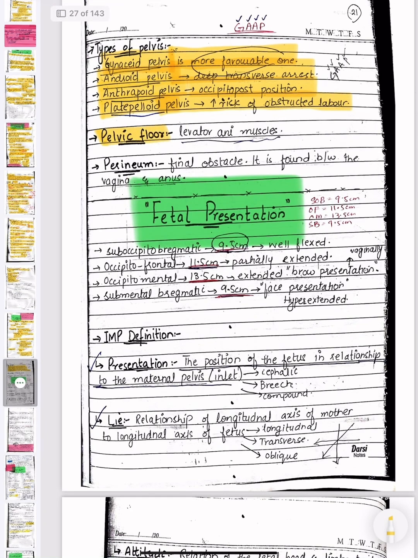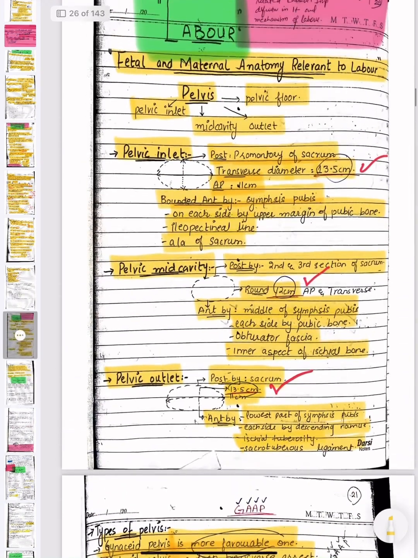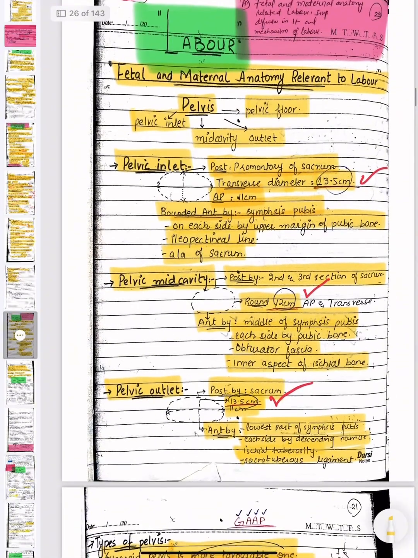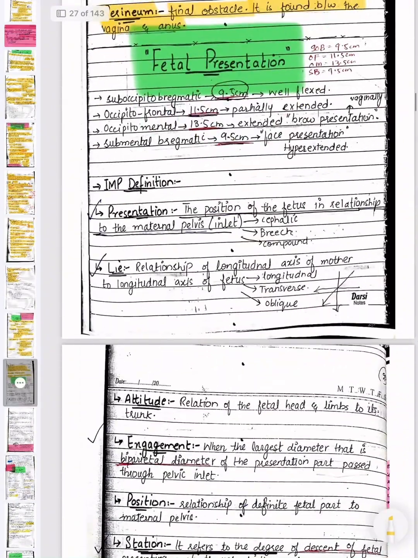The pelvic floor is made up of the levator ani muscles, and the perineum is the final obstacle. It is found between the vagina and the anus. So this is the fetal and maternal anatomy relevant to labor. Now the fetal presentation.